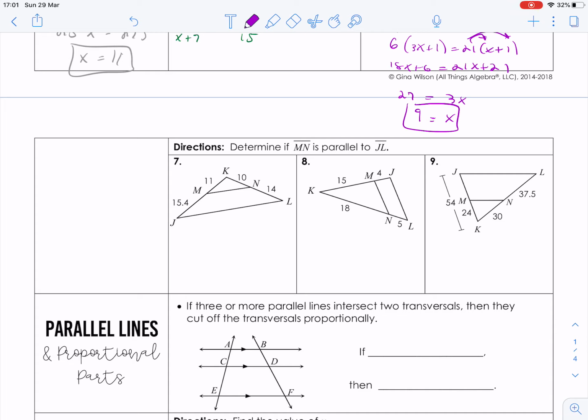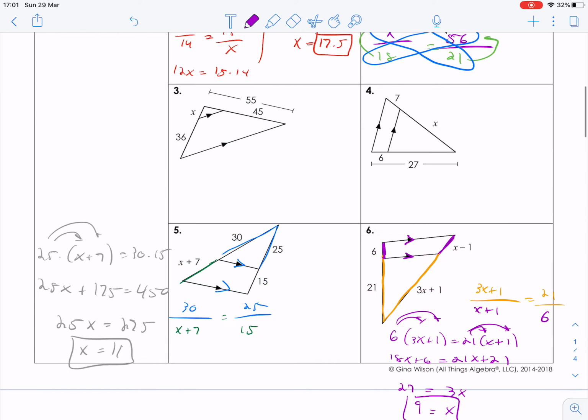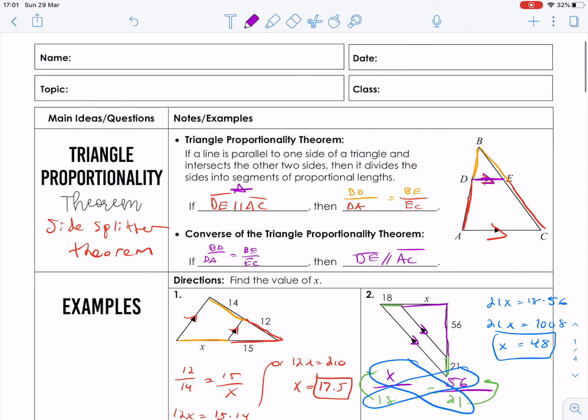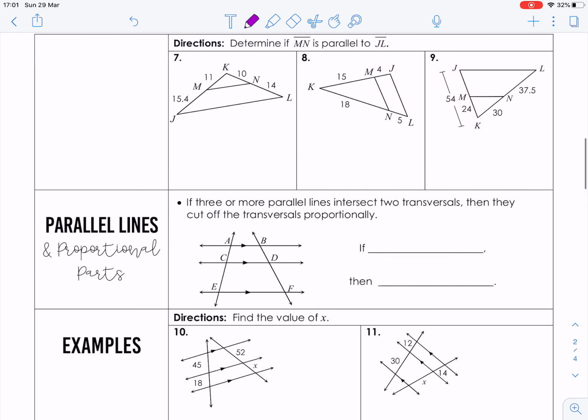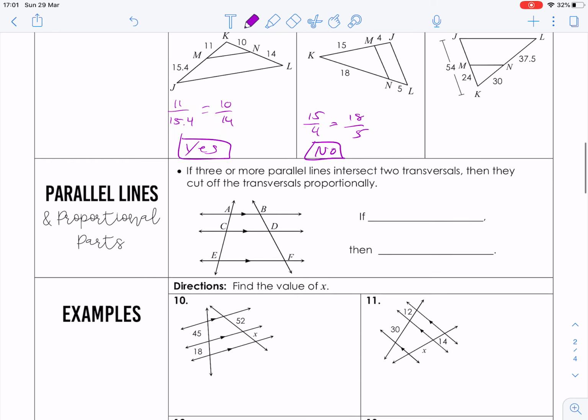These are a little bit different. These are saying, determine if MN is parallel to JL. So remember the converse. The converse says, if those sides are proportional, then they are parallel. So we have to show they are proportional. So 11 over 15.4 must be equal to 10 over 14. Is that the case? Yes. What about number 8? We get 15 over 4. Does that equal 18 over 5? No. And so on. That's how you show those.